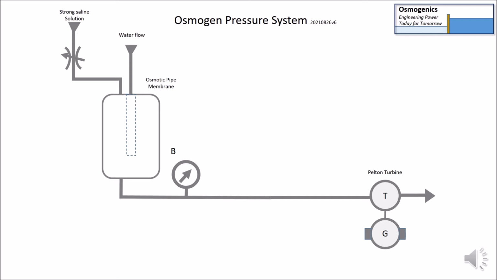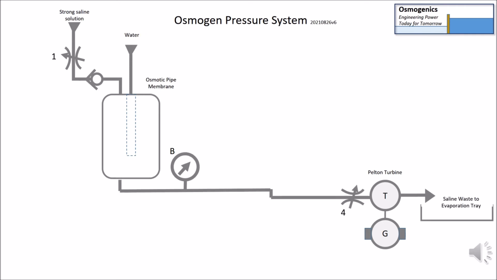We need a little bit more than that to make a practical system. For example, we need some automatic non-return valves in the strong saline solution there. We could do with a valve to regulate the flow of this pressure feeding the turbine, and we need an evaporation tray to catch the brine.